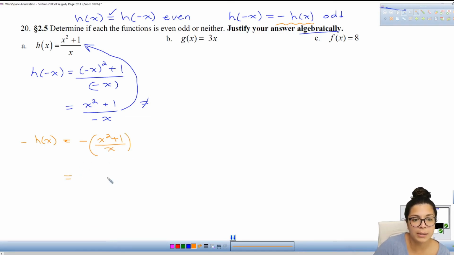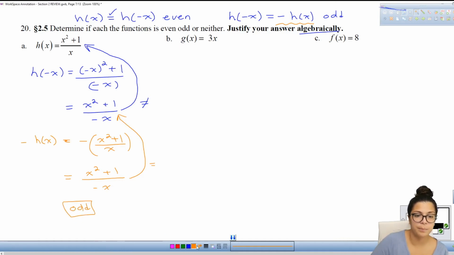And I'm just going to go ahead and distribute that to the bottom just so it matches the bottom being negative on this one. And when we compare, you can see that these two are in fact exactly the same. So this one is odd. All right.